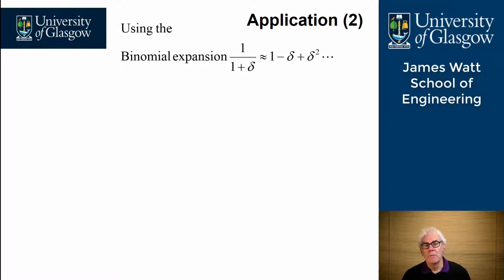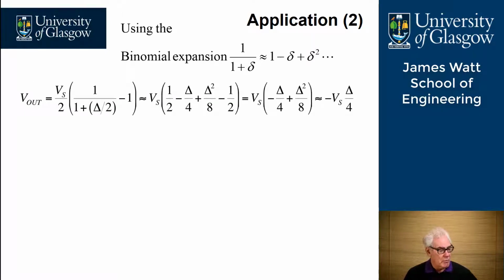Well, we know from the binomial expansion that 1 over 1 plus delta can be approximated as 1 minus delta plus delta squared minus delta cubed plus delta to the 4. So let's apply this and analyze our equation. So here we have our equation from the previous slide. We are going to expand out the first 2 terms from the binomial expansion, and it equals approximately minus Vs times delta divided by 4.